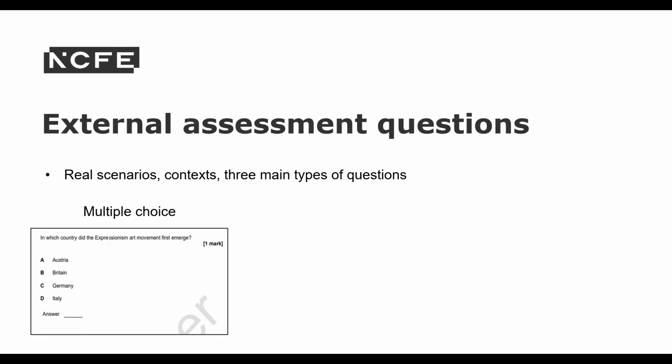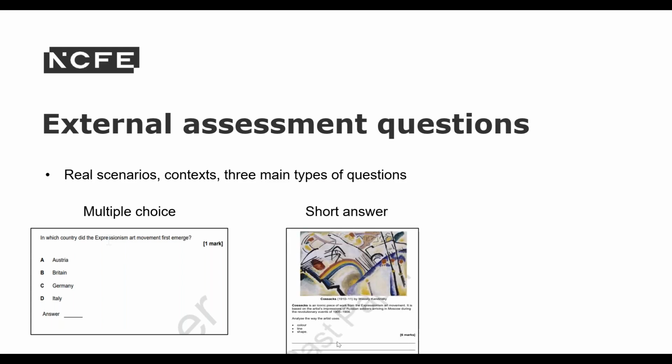The first type of question is multiple choice, and they are usually 1 or 2 marks. Multiple choice questions cover assessment objective 1, like this one from art and design: on which country did the Expressionism art movement first emerge? The second type of question is short answer, and they are usually around 2 to 6 marks. Short answer questions, such as this example, ask learners to analyse the way this artist uses colour, line and shape.